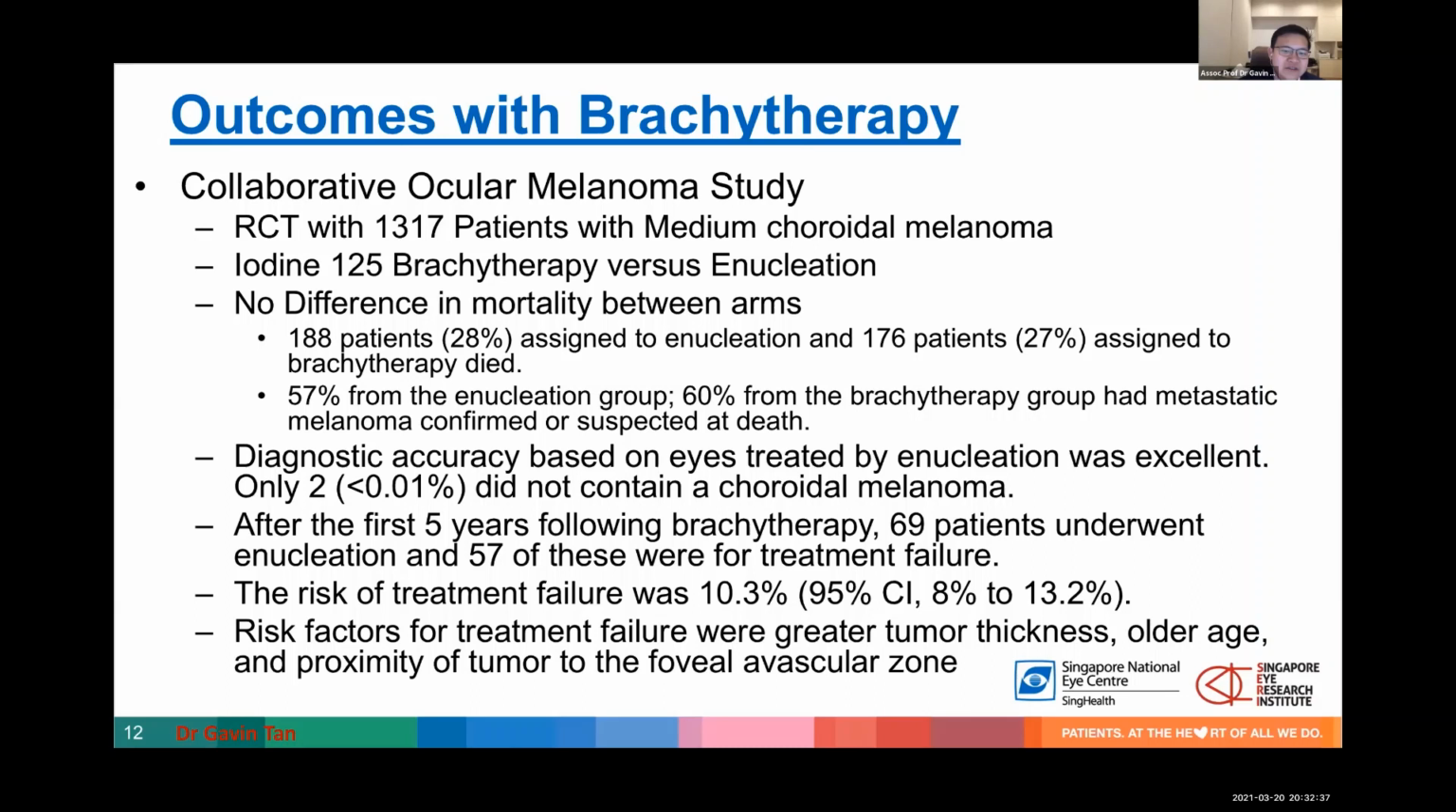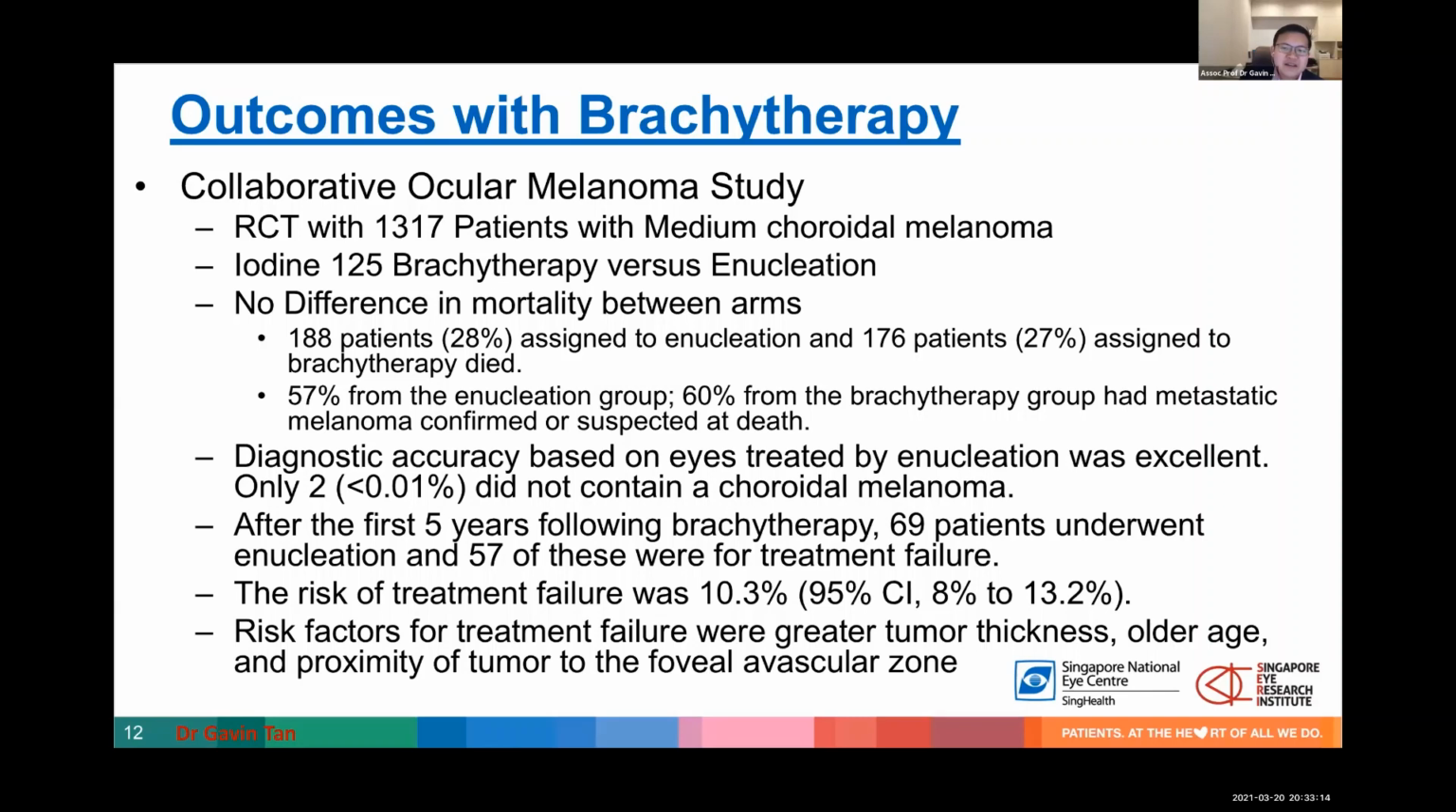They also found the diagnostic accuracy based on their diagnostic criteria was good. That's very important, so we know we don't need a histological diagnosis to confirm these tumors. But you also do need to know that even though it's a globe-sparing therapy, there was still a small number of patients who required enucleation in the brachytherapy arm, the majority of which were for treatment failure. The risk of treatment failure overall here was about 10%, but more recent papers have suggested it's 5% or lower, for various reasons that I will briefly discuss later.